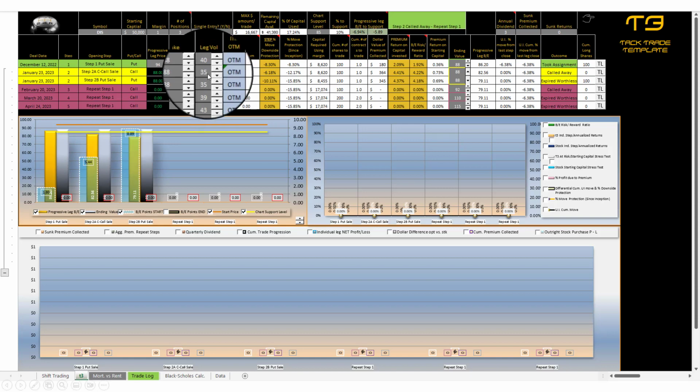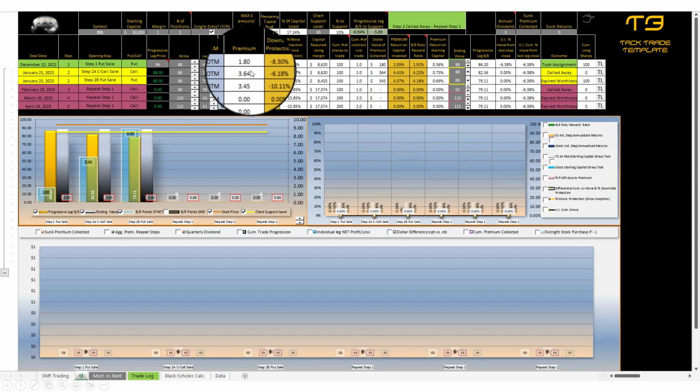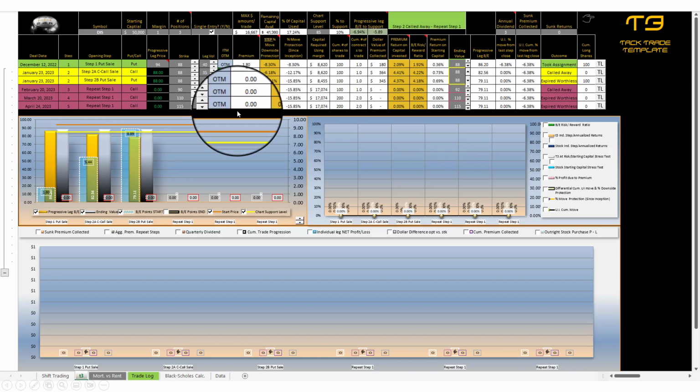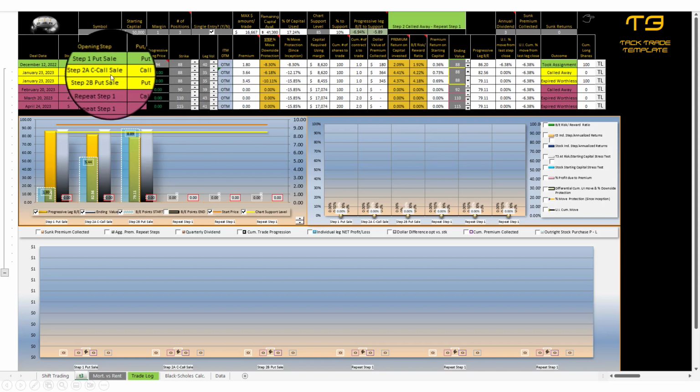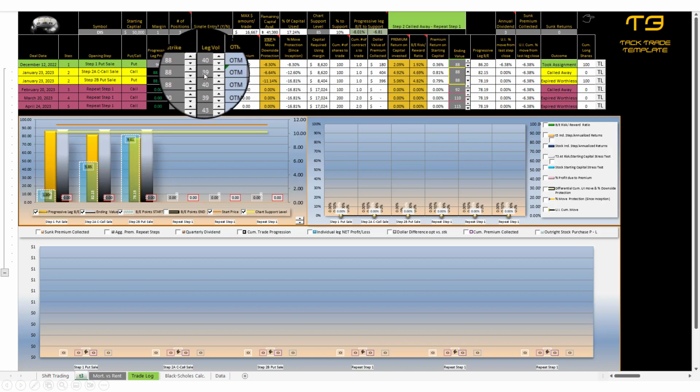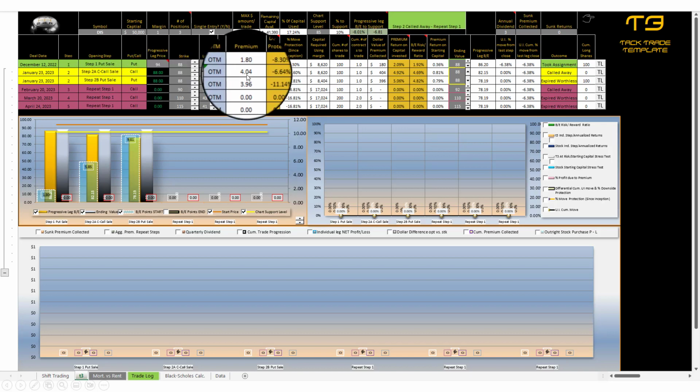What I'm going to do is change the implied volatility. All I want to do is just try to round out these premiums. So I'm going to change, if you notice, it was at 35 and 35 on the step 2A call sale and step 2B put sale. What I'm going to do is change the implied volatilities to 39 and 40. And I'm just doing that to try and round out the numbers to a whole number as close as possible.